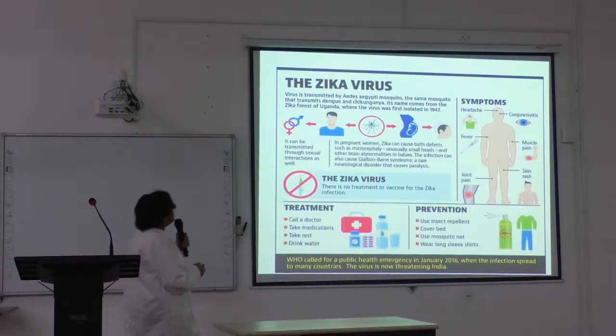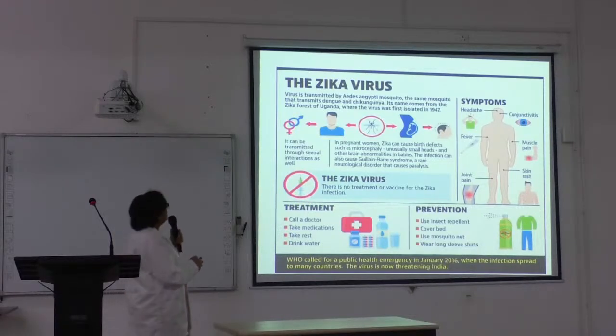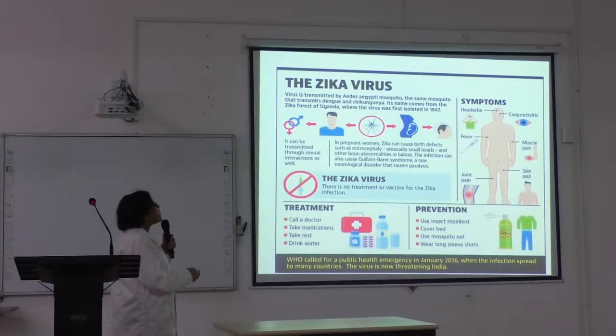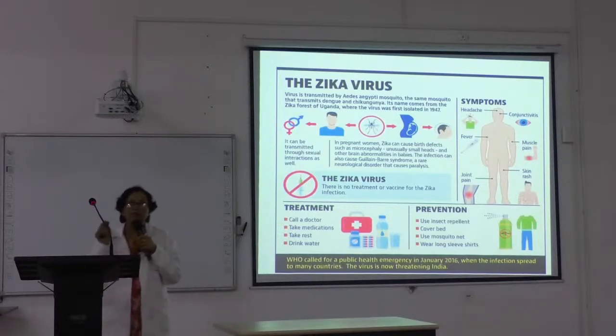Everything is written here. Usually it is a disease of pregnant women. Now, the virus is transmitted by the Aedes aegypti mosquito, the same mosquito that transmits dengue and chikungunya. You can see it can be transmitted through the sexual route. In pregnant women, Zika can cause birth defects. What is the problem with the Zika virus?